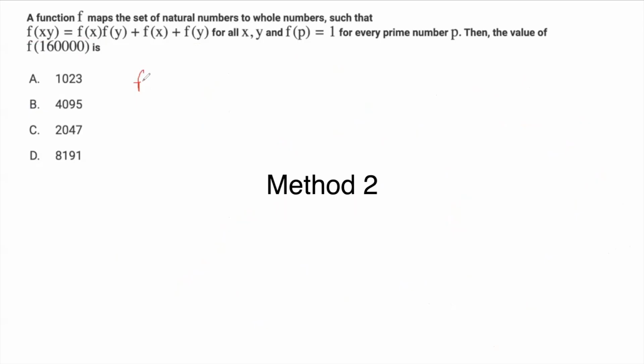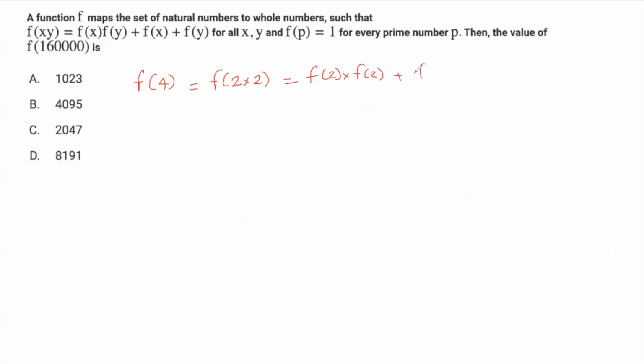If I ask you what would be f of 4, you would approach this problem as f of 2 into 2. By definition, this will be f of 2 into f of 2 plus f of 2 plus f of 2, which will be 1 into 1 plus 1 plus 1 by the definition. So 1 plus 1 plus 1 would give you 3. And observe that 3 is nothing but 2 square minus 1.